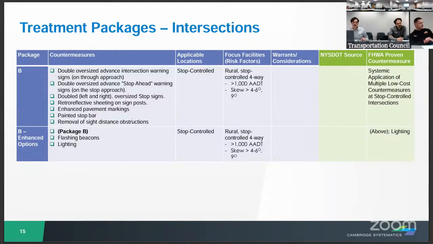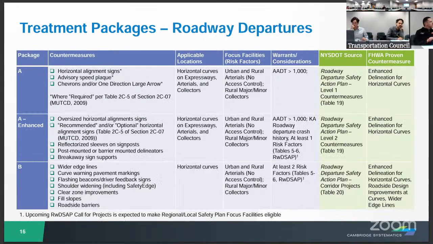So in a case like this, the enhancement would be in addition to the work that's there. It would be in the primary package. Roadway departure. The recently approved roadway departure safety action plan has had a series of recommended countermeasures. And so we've laid those out. Each of the packages is really based on certain eligibilities that are included in that plan.